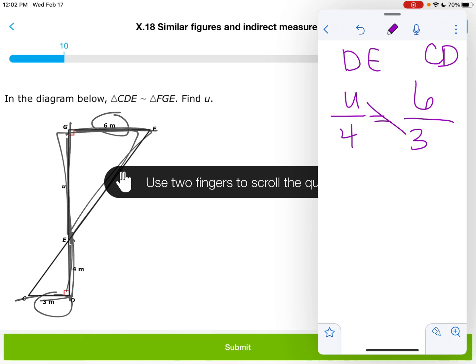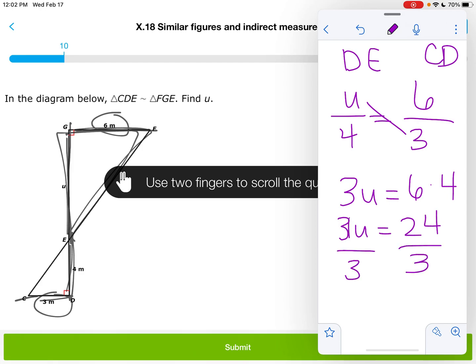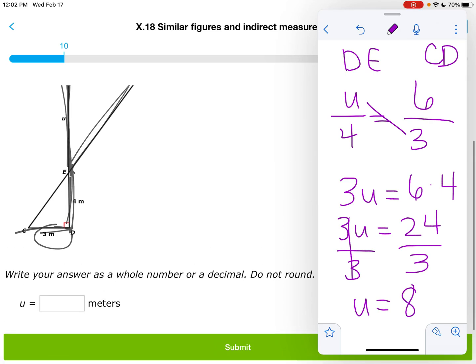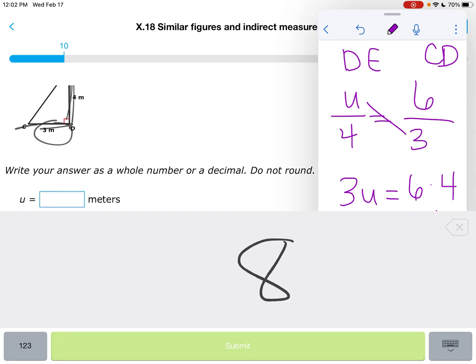So we cross multiply. U times 3 is really 3U, and that's equal to 6 times 4. Well, 6 times 4 is 24. We divide both sides by 3. Our 3's cancel out. We're left with just U. 24 divided by 3 is 8. So U is equal to 8.